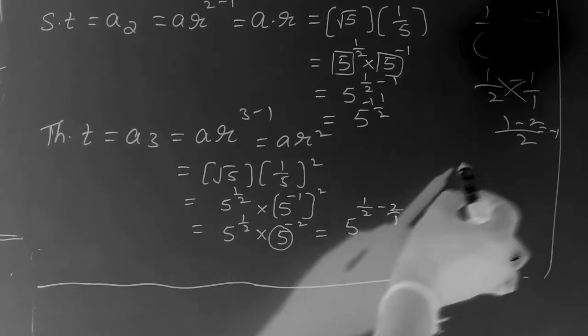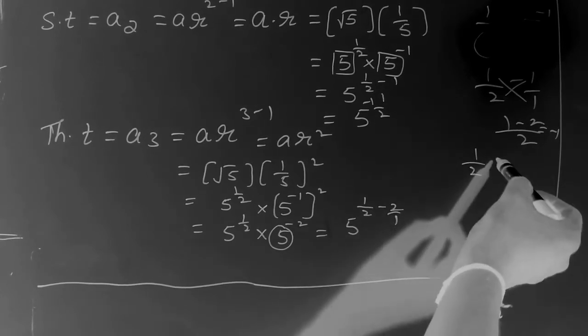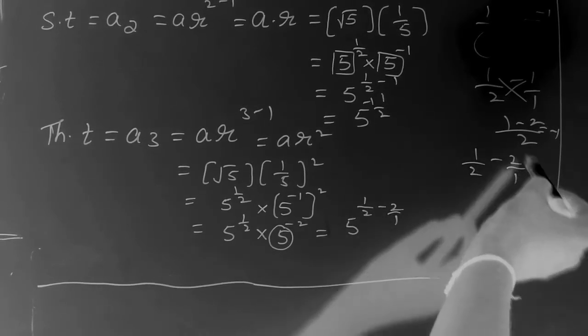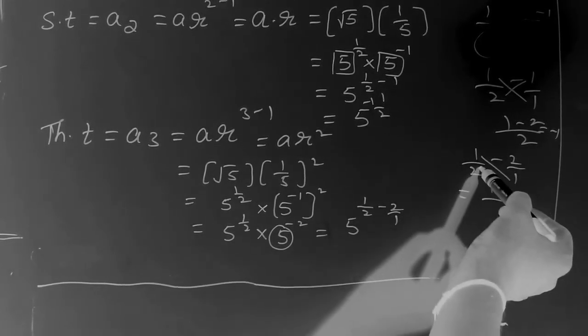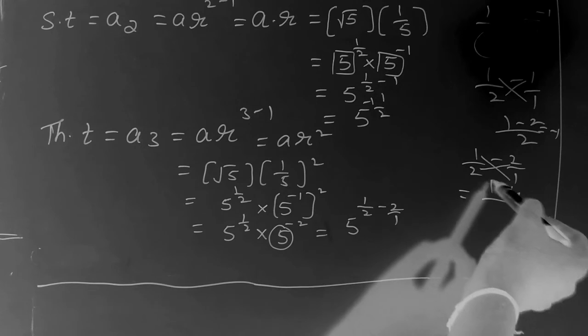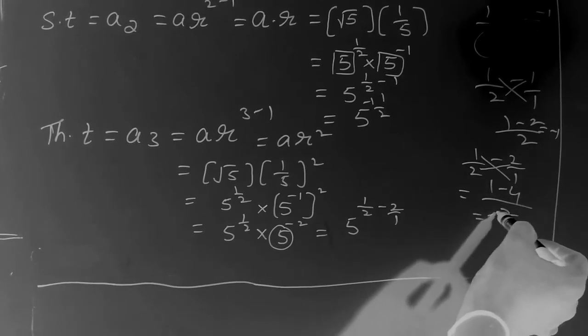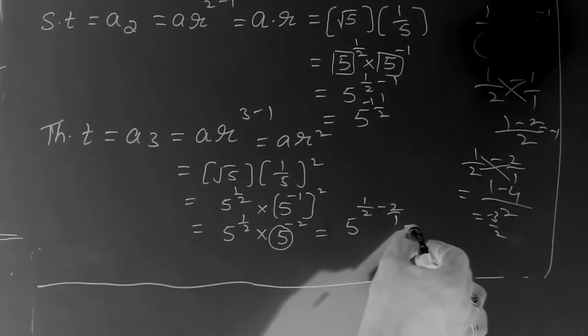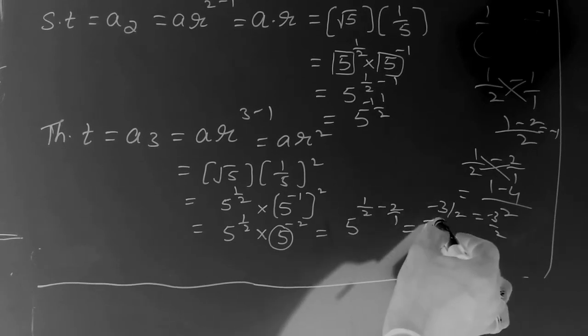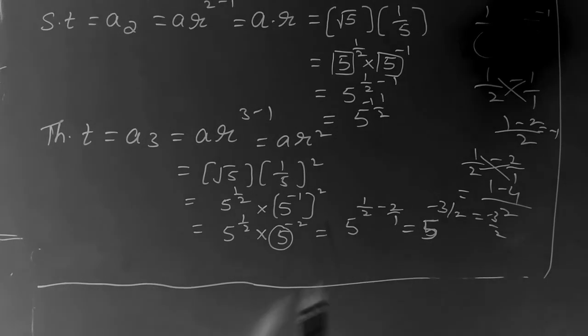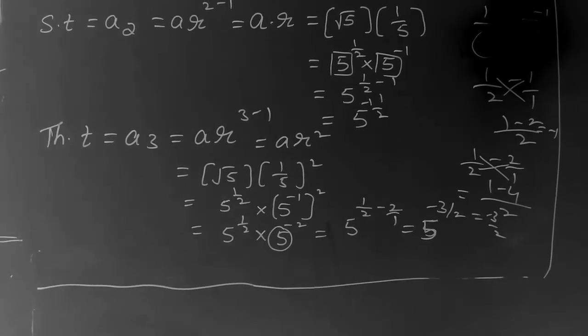This is looking like a fraction, so simplify by subtracting these two fractions. 1 into 1 is 1, 2 twos are 4, 2 into 1 is 2. So minus 3 by 2. What is the answer? 5 to the power of minus 3 by 2. This is the third term of the GP series.